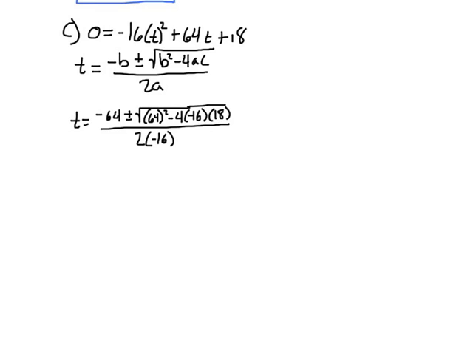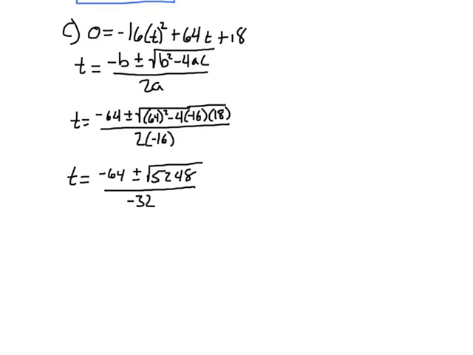So, when you do this, you need to take 64 squared, gives you a big number, I think it's 4,000 something. 4,096, okay? All right. And then we got to take negative 4 times negative 16 times 18, which again gives us a positive number. And if you add those two numbers together, you're going to get negative 64 plus and minus the square root of 5,248 over negative 32.